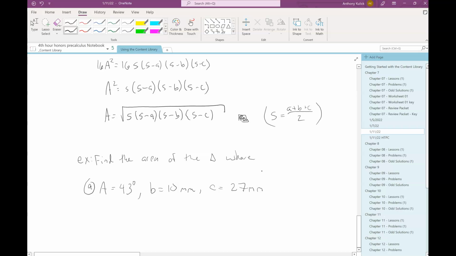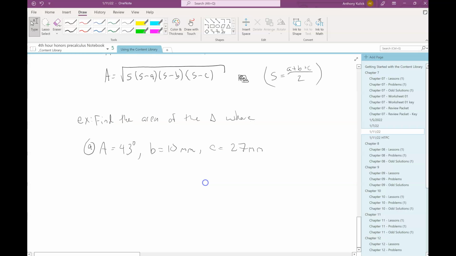So let's do a couple of numeric examples here. Let's find the area of the triangle where angle A is 43 degrees, side B is 10, and side C is 27.